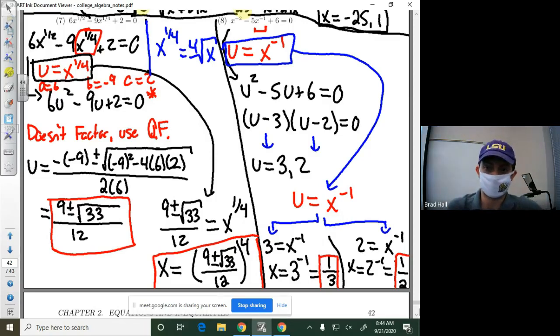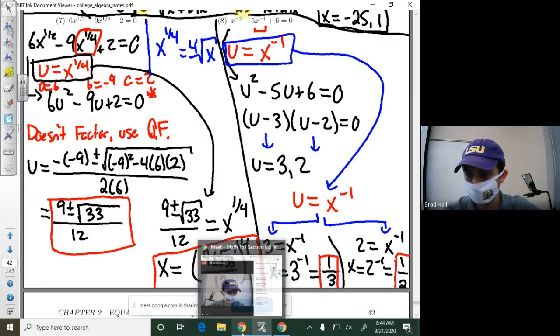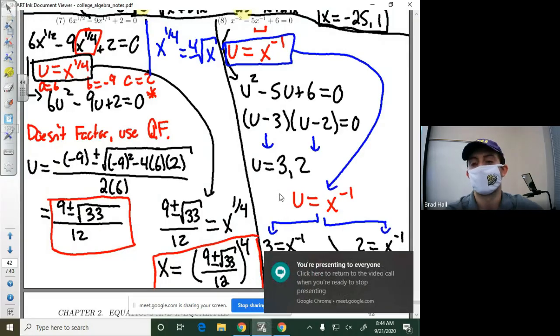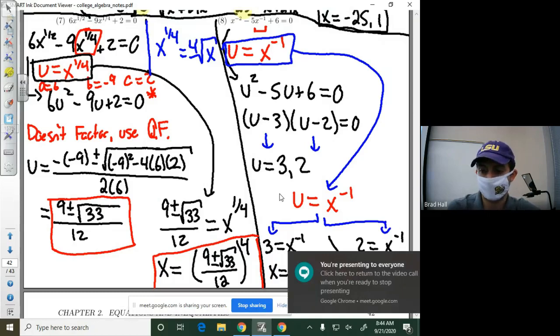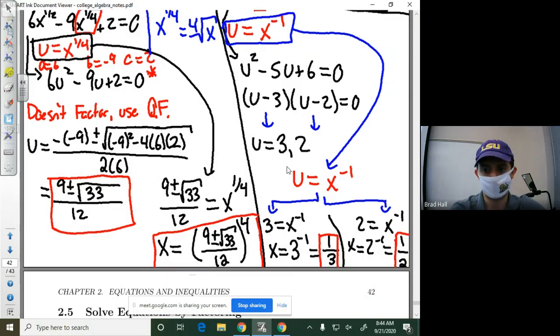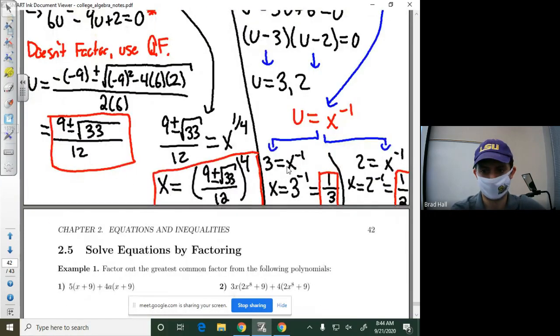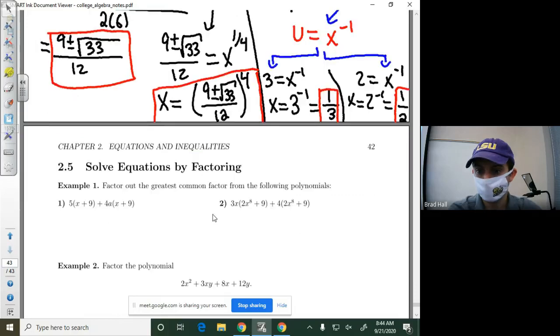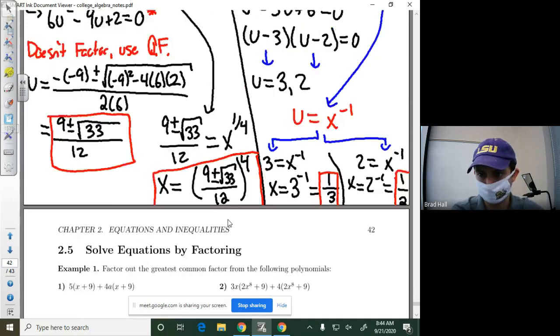Does anyone have any questions about this? If not, that concludes this section of material. And it would be very good if I could get done with the next section in today's class. So let's go ahead and do that.